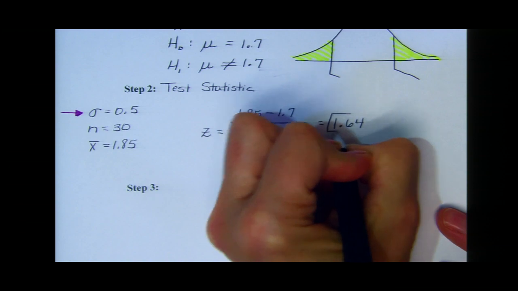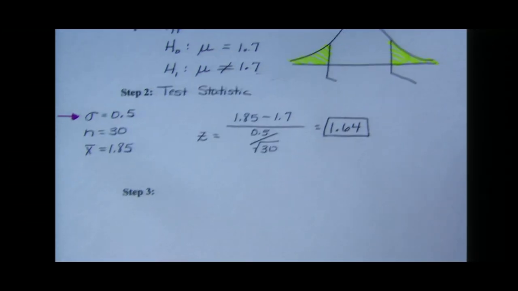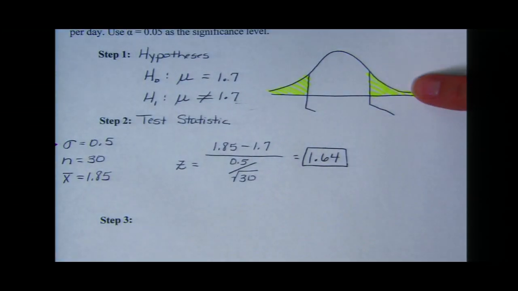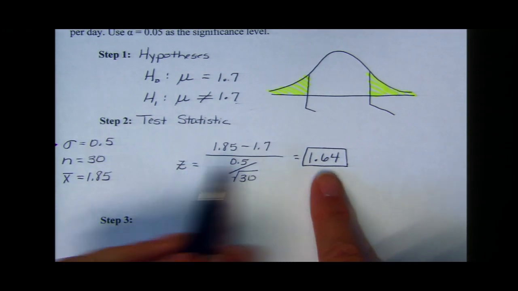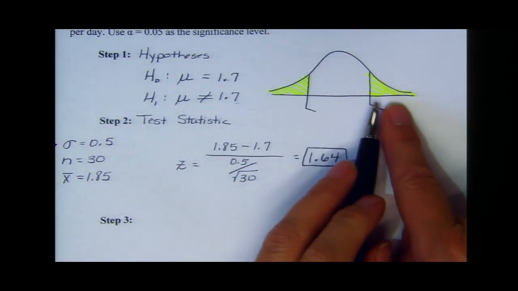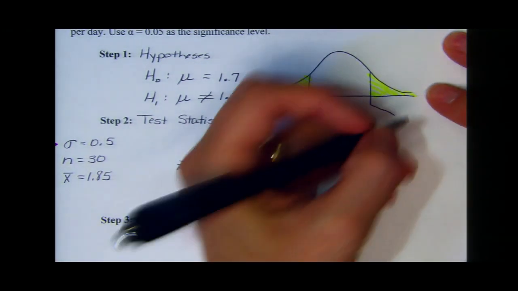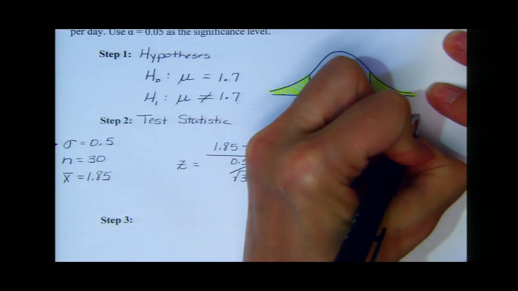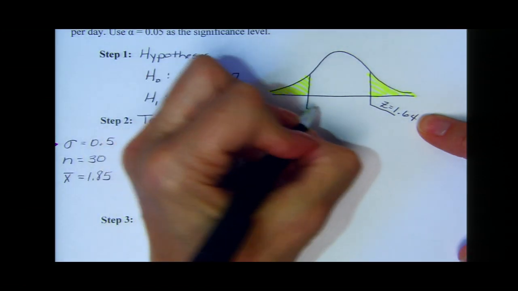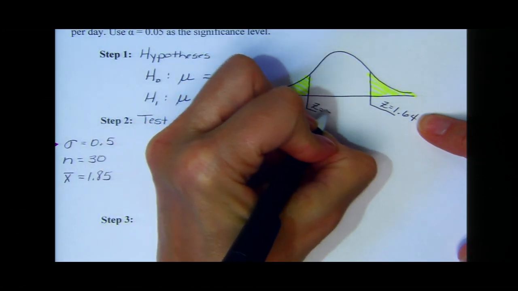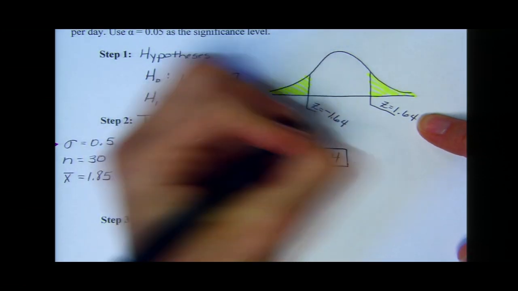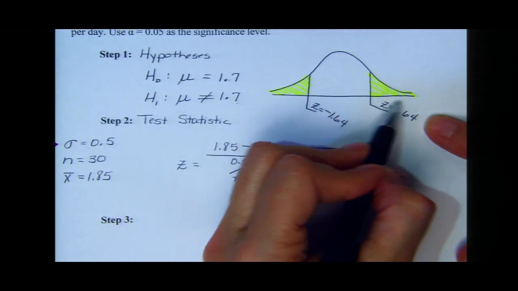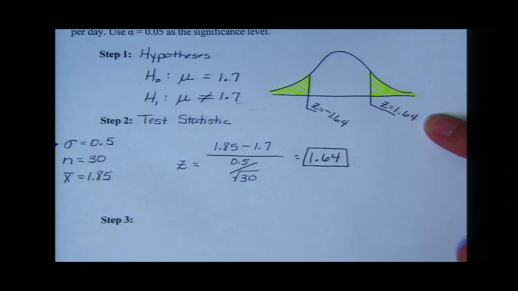Now, because we have a two-tailed test, I only calculate one test statistic. But because this is symmetrical, I know that this is 1.64. And because it's symmetrical, then I know this is negative 1.64. Because this area shaded and this area shaded is the exact same amount. And that's important for step 3.